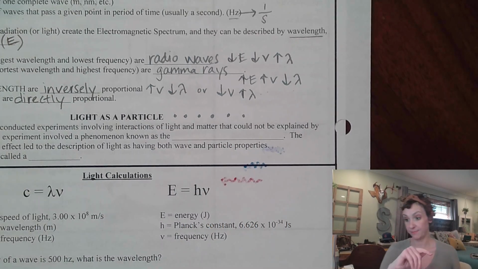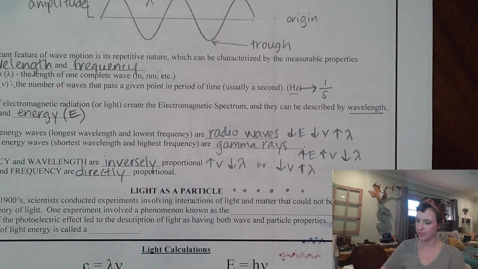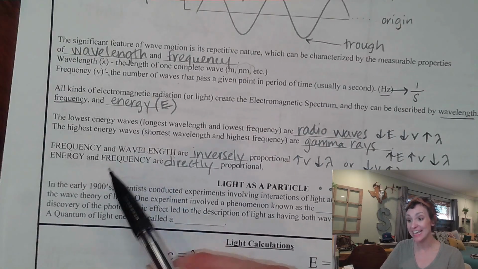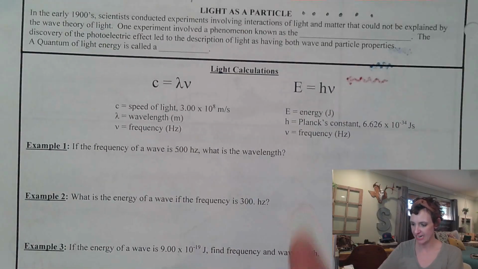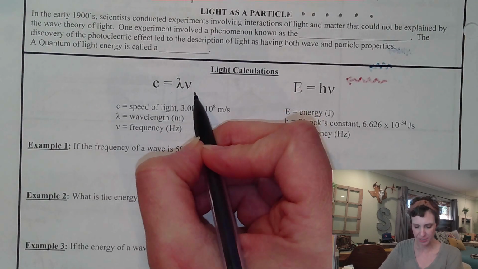All right, now we're going to switch directly to the document camera because we're about to do some math time. Okay. We have two equations here that show how these properties of frequency, wavelength, and energy are all related. So the first equation here is C is equal to, we know that is wavelength and that is frequency.